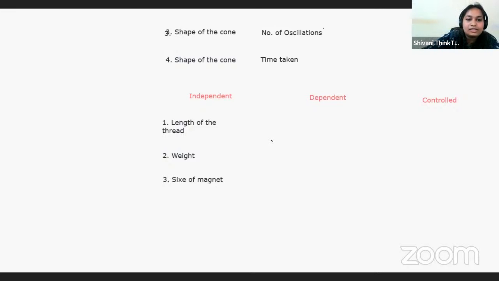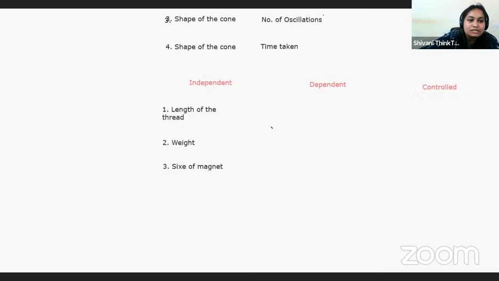Okay, what else can be changed? We can change the mass of the magnet. Yes, that's written here. Anything else? And what will be the dependent?